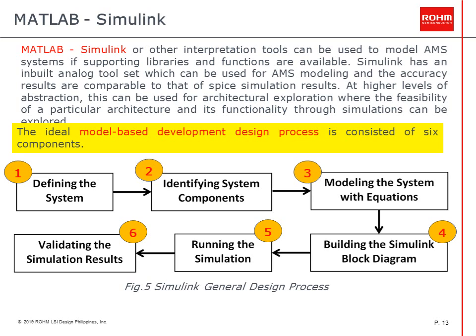The high cost of simulators, the increase in simulation time as the level of design abstraction reduces and problems with co-simulation make Simulink a non-preferred flow for AMS designs. The ideal model-based development design process consists of 6 components: defining the system, identifying system components, modeling the system with equations, building the Simulink block diagram, running the simulation, and validating the simulation results.